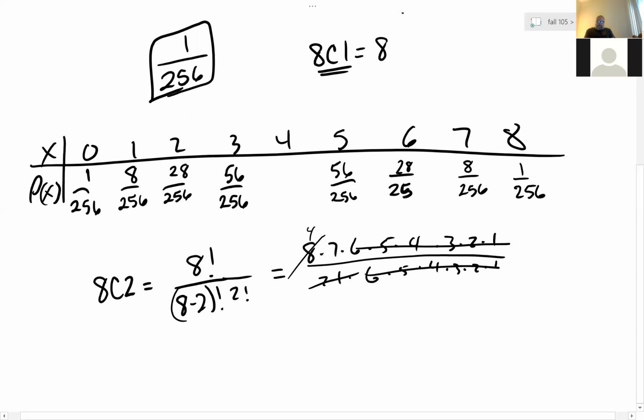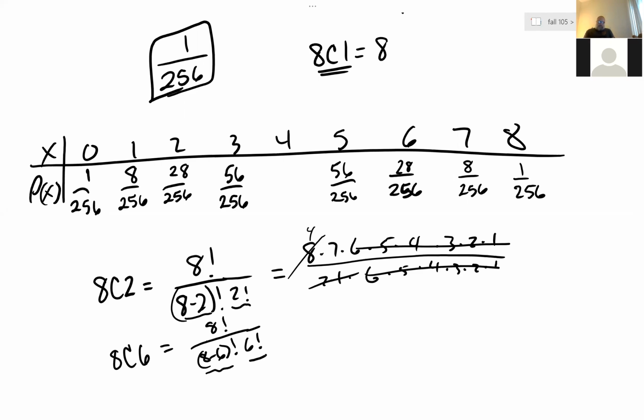By the way, on this one, notice that on the denominator, 8 choose 2 and 8 choose 6 would have come out the same, because we would have ended up with 8 minus 6, which is 2, and then we would end up with 6 here. So instead of 6 factorial times 2 factorial, we get 2 factorial times 6 factorial, but it would have been the same answer. I'm going to go ahead and add those up right now.